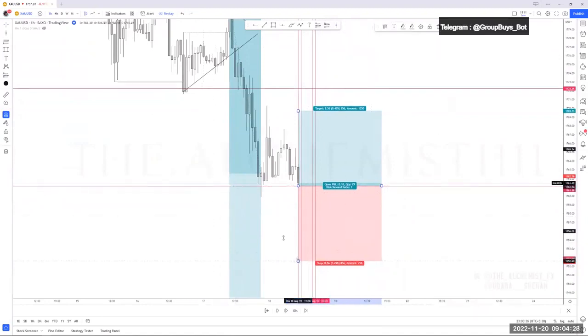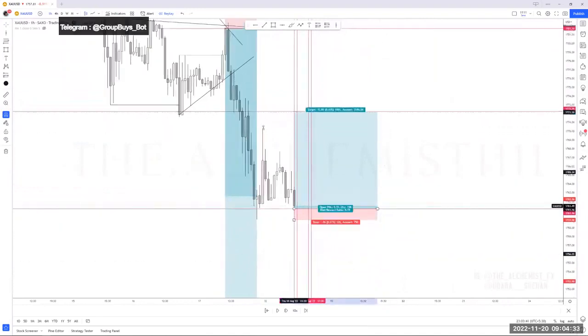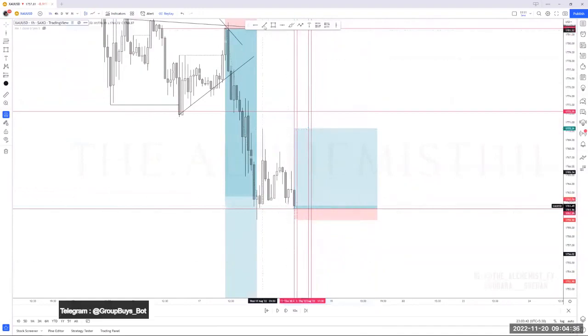Okay, buying it. Stop loss can go below these lows. 12 pips. Where am I targeting? The next daily level, or this high, a high that failed to create a lower low. Liquidity.